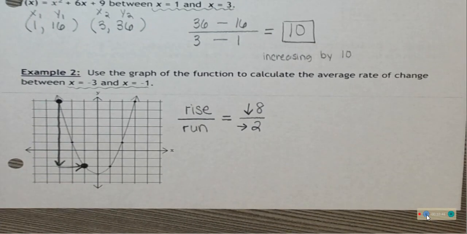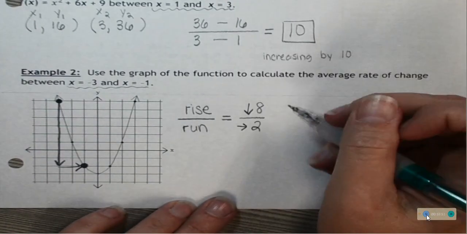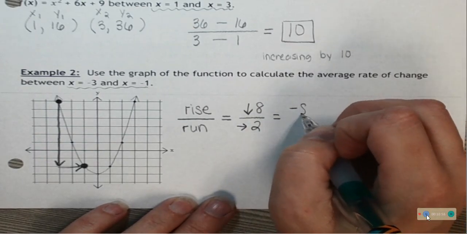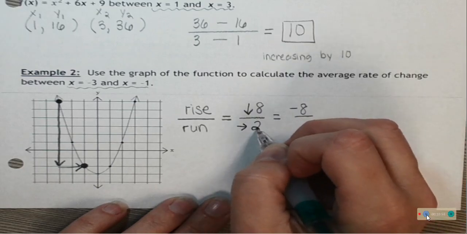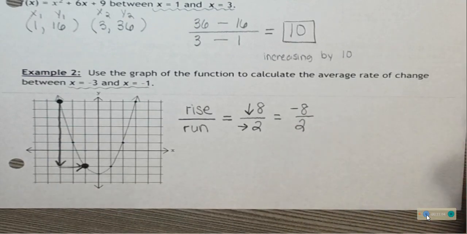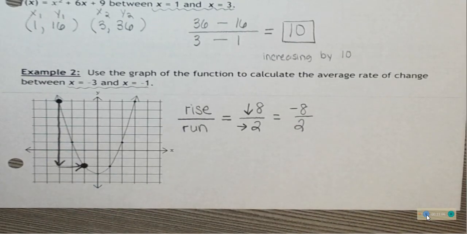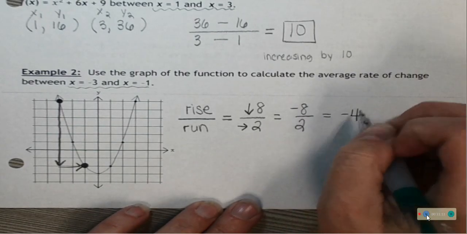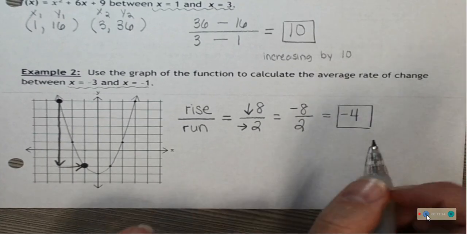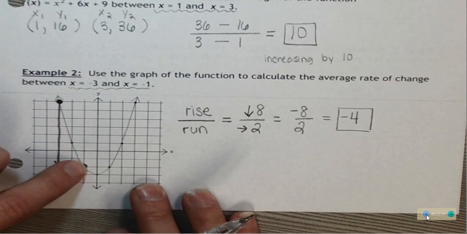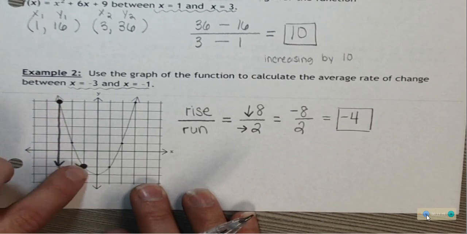Now I need you to think about your directions and what those directions mean for positives and negatives. If you go down 8, is that a positive or a negative 8? Yep. That's a negative 8. If you go to the right 2, is that a positive or a negative? That's a positive. Now, I hope you don't need your calculator to simplify this, but if you do, that's fine. What's -8 divided by 2? -4. So tell me about the rate of change from this point to this point. What are you doing? You're decreasing by 4 to 1.